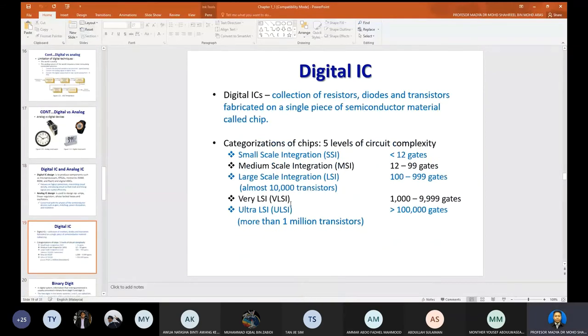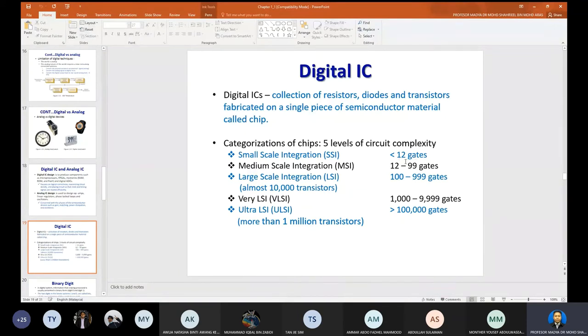All right, so this is for digital IC. You can see the digital IC is a collection of resistors, diodes, and transistors fabricated on a single piece of semiconductor material called a chip. So this is the category of the chips. We have 5 levels of circuit complexity. Normally in our class we focus up to medium scale integration. That means our components have from 12 to 99 gates. Small scale integration is less than 12 gates.